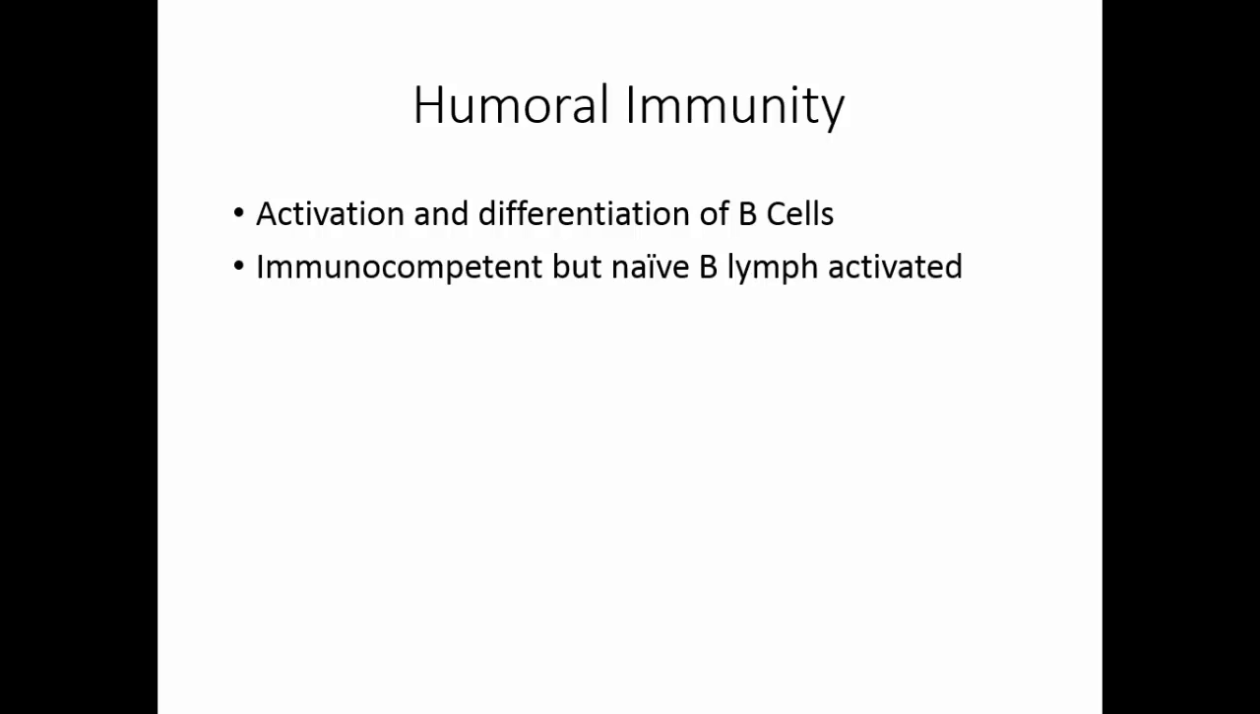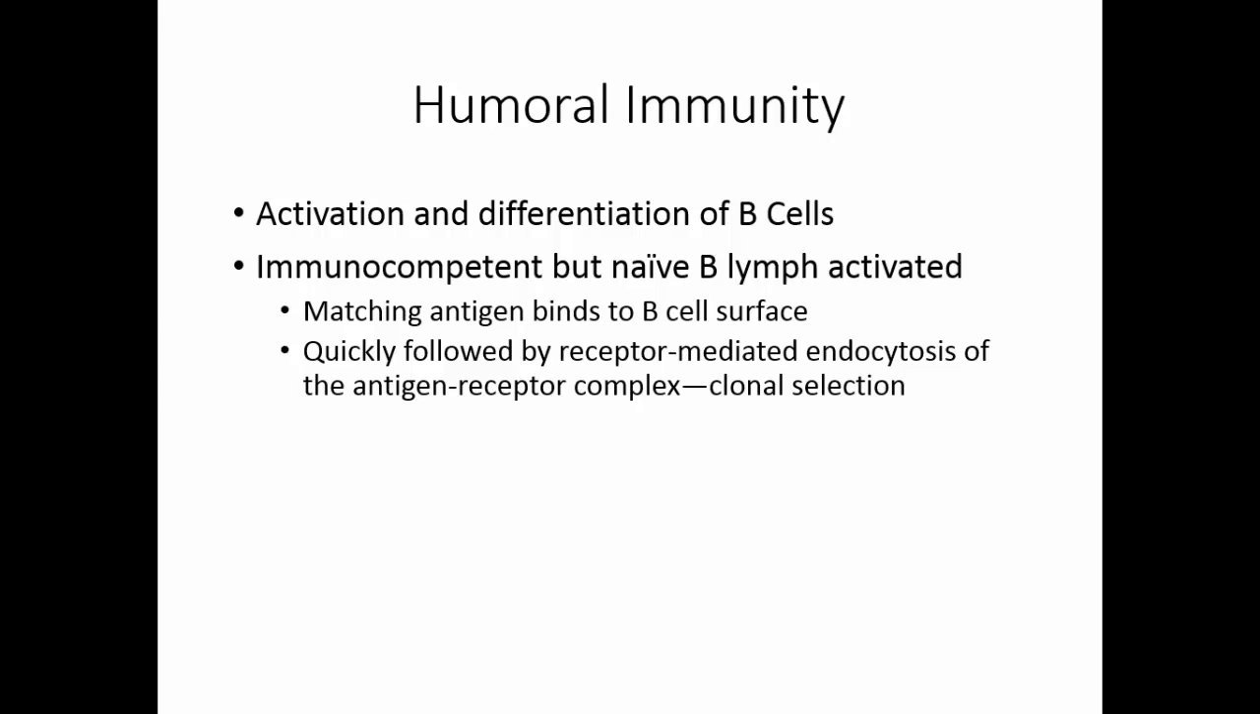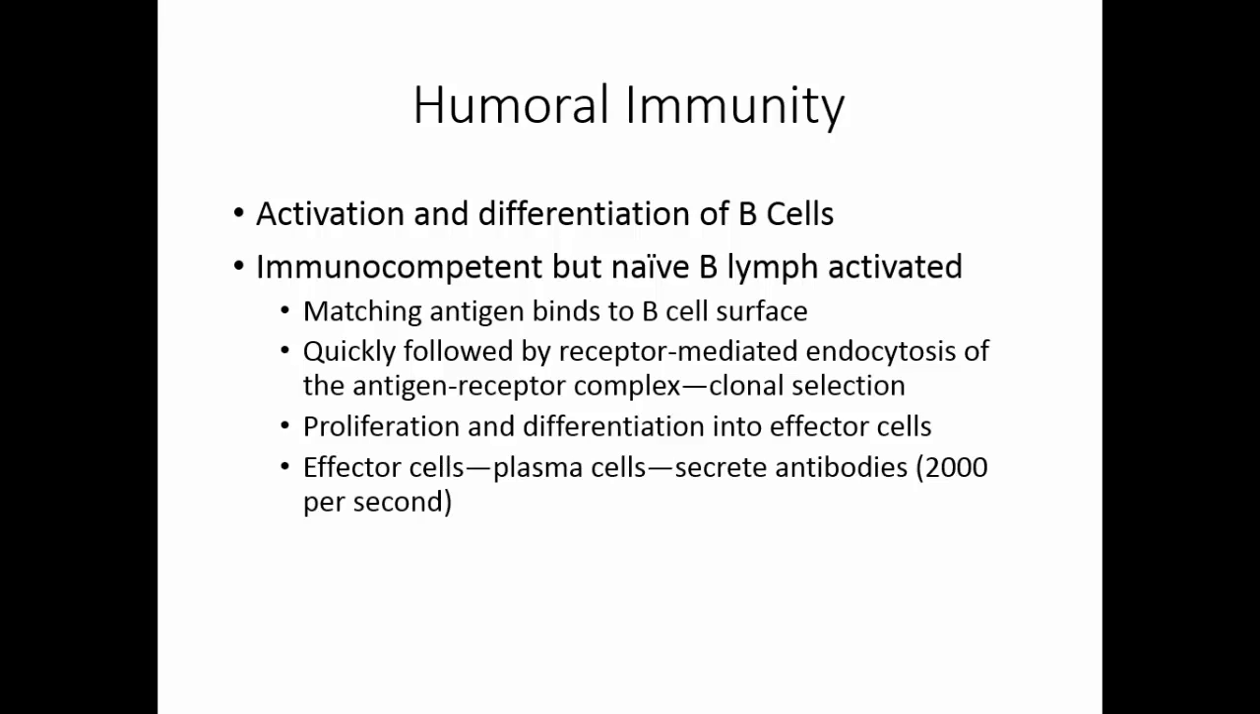An immunocompetent but naive B lymphocyte is activated whenever its matching antigen binds to the B cell surface. Now the B cell takes in the receptor and the bound antigen by receptor-mediated endocytosis of this antigen-receptor complex. This is the clonal selection. This means that this cell has now become committed to that particular antigen. Once the B cell is fully activated, something that happens when it associates with the T cell, we will have proliferation and differentiation into effector cells.